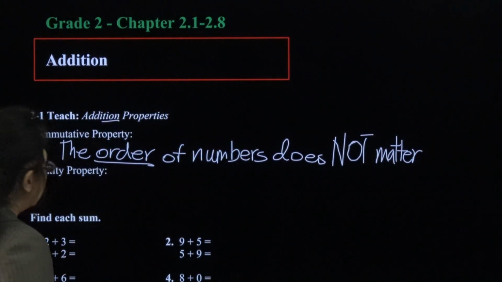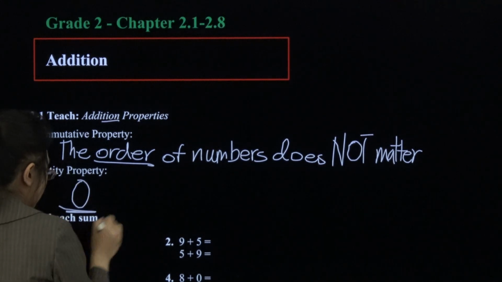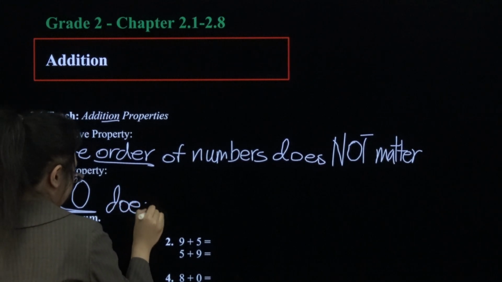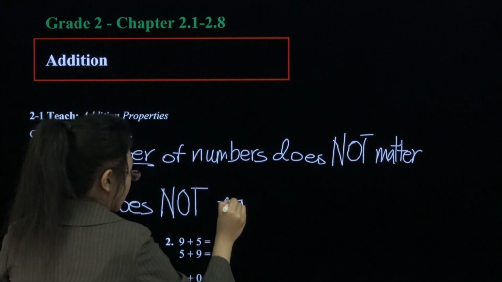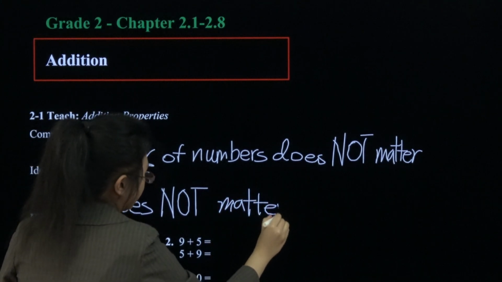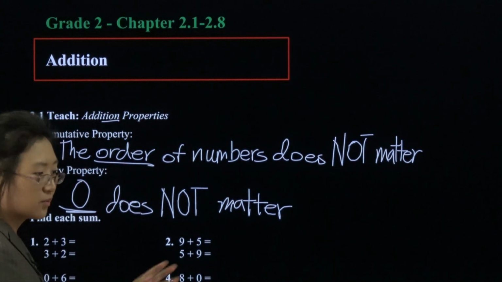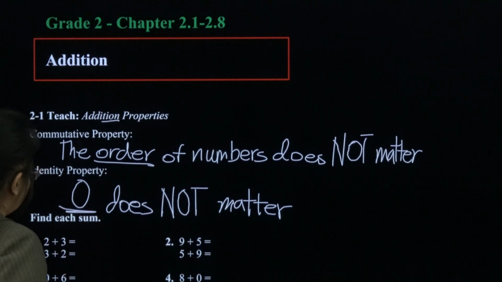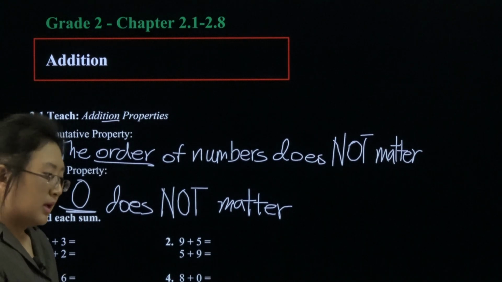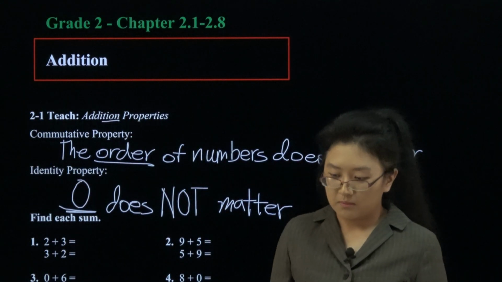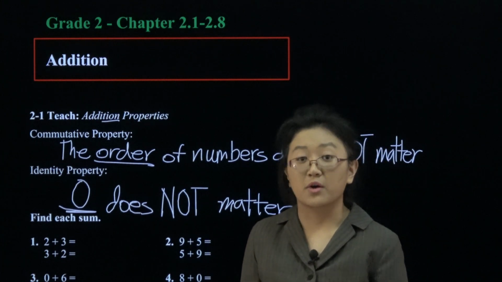Alright. Now what about the identity property? It says 0 does not matter. It means that 1 plus 3 is the same thing as 3 plus 1. And 6 plus 0 is just 6. It's like saying I have 6 donuts. My friend gives me 0 donuts. I still have 6 donuts.